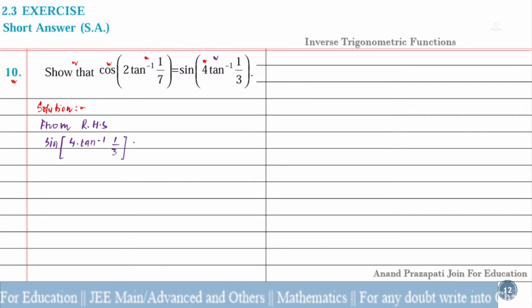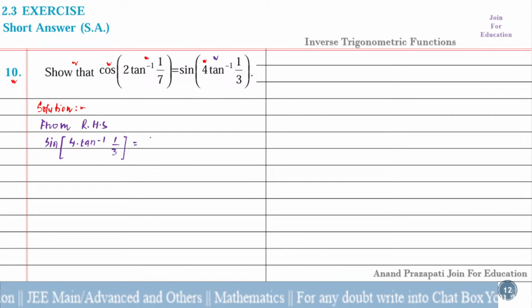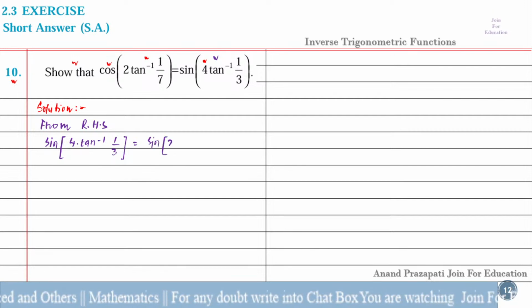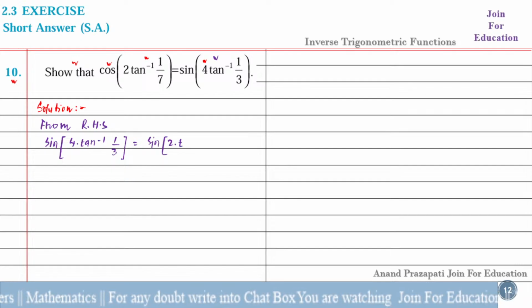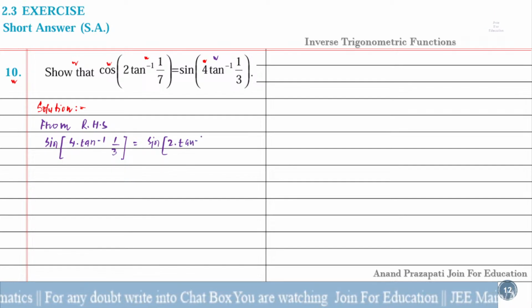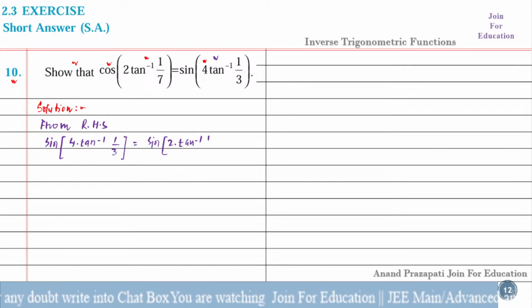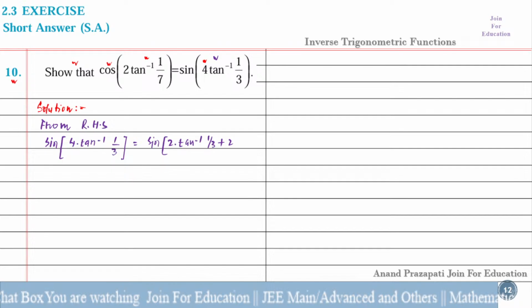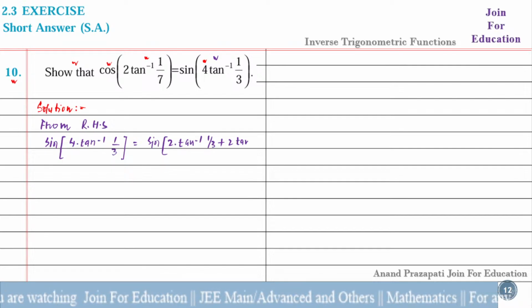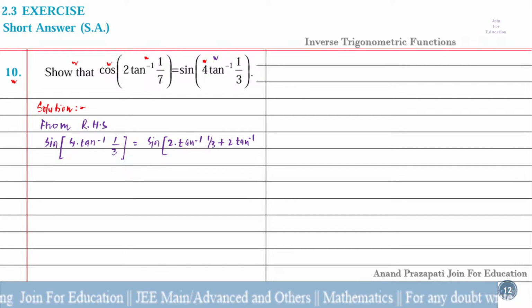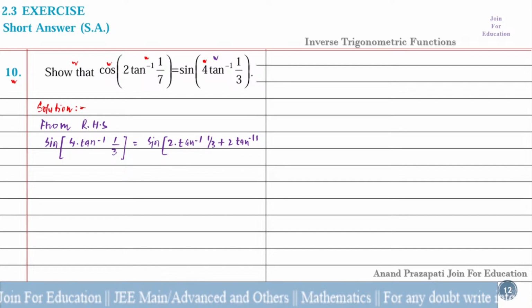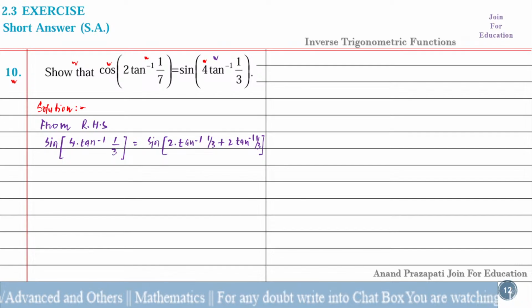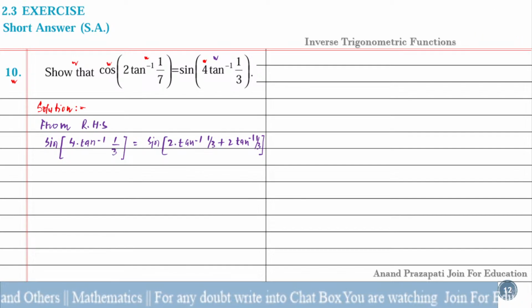So equal to, we write down here, sin 2 tan inverse 1 by 3 plus 2 tan inverse 1 by 3. After there is no problem to understand up to this step.